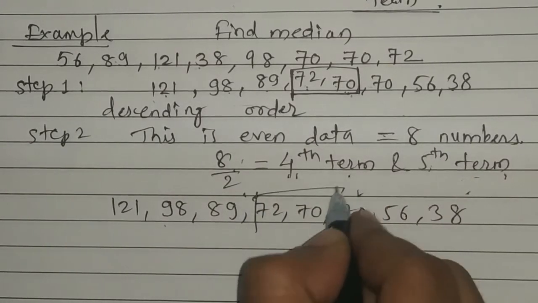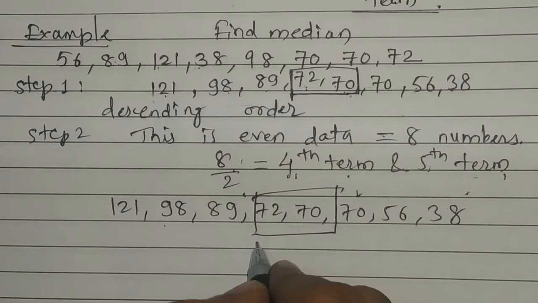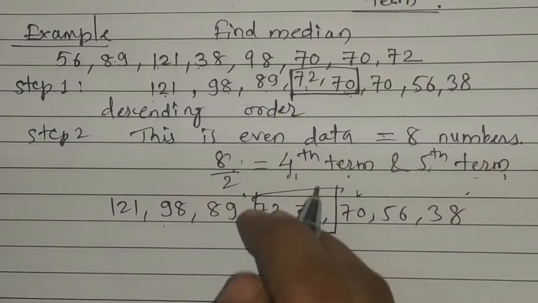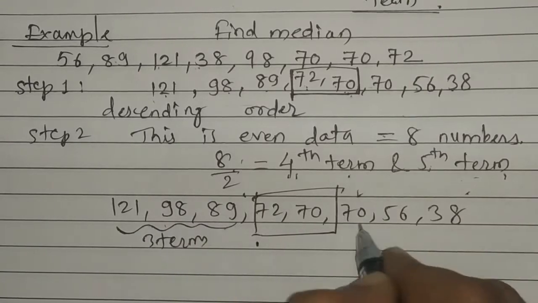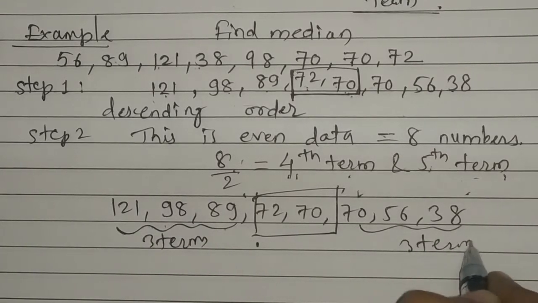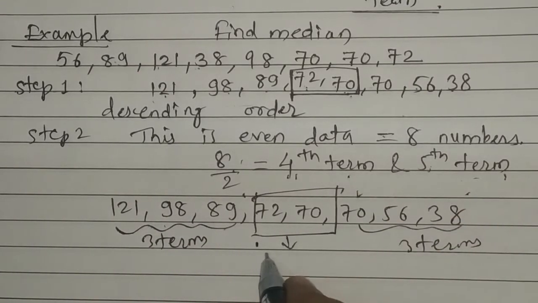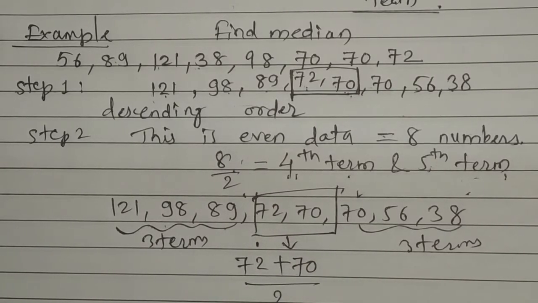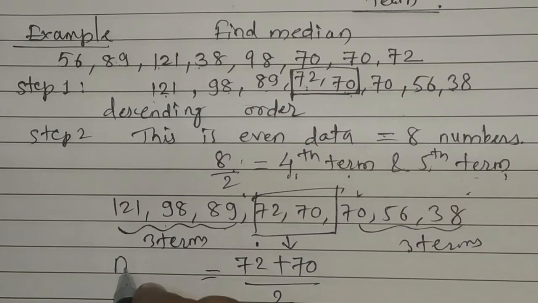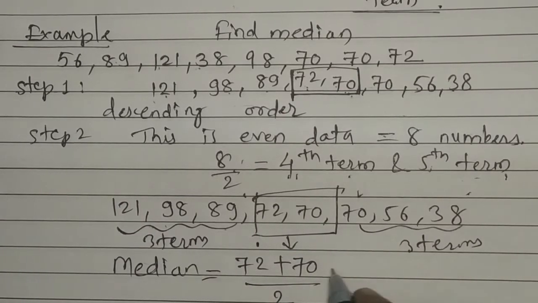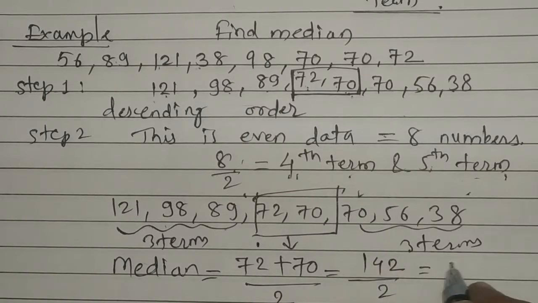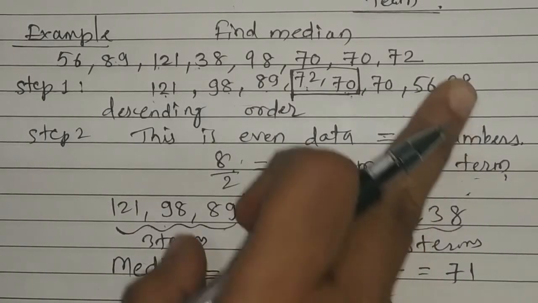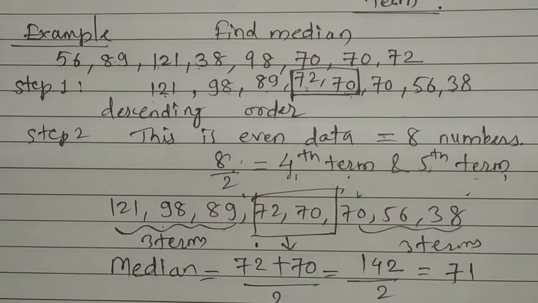Here the median is going to be these two middle scores, these two middle terms, because there are 3 terms here and 3 terms here. So we'll take these two as the middle scores. We'll take 72 plus 70 and divide by 2 to find the median. So 142 divided by 2 gives 71. So for this data the median is 71.